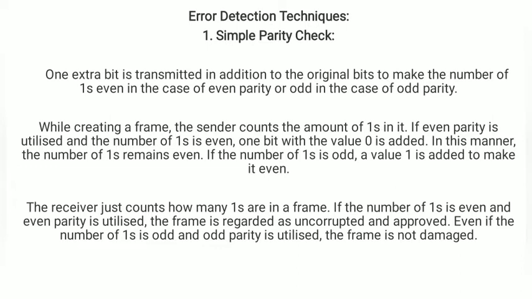First of all, we all know what we mean by error. There are two types of error. The first one is bit error and the second one is burst error. Bit error means only one bit is corrupted during transmission. In burst error, two or more consecutive bits are corrupted during transmission.